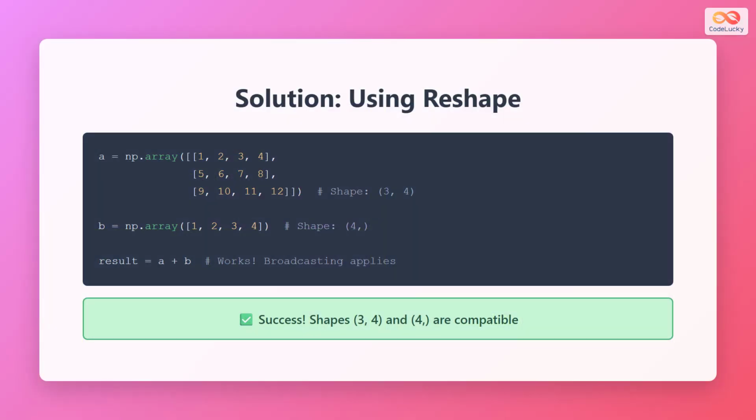Let's see a working solution. Array A still has shape 3x4, but now array B is a one-dimensional array with shape 4. When we add them together, broadcasting works perfectly. The one-dimensional array B is automatically broadcast across all 3 rows of array A. The rightmost dimension of both arrays is 4, which matches perfectly. NumPy treats the one-dimensional array as if it has shape 1x4, making it compatible with 3x4.